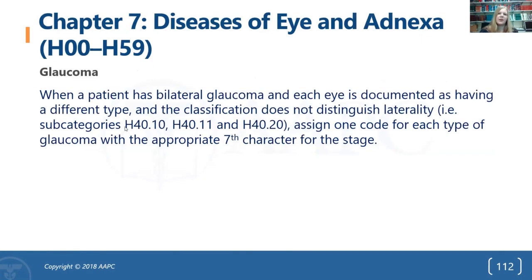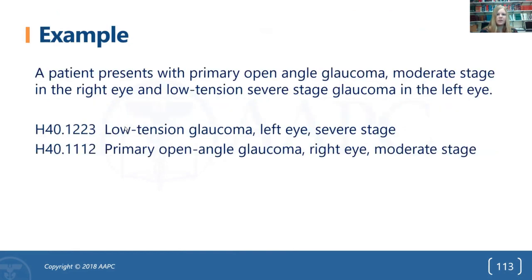If a patient has bilateral glaucoma with different types and laterality is not an option in the code choice, you would assign 1 code for each type of glaucoma with the appropriate 7th character for the stage. So for example, patient presents with primary open-angle glaucoma, moderate stage in the right, low tension severe stage in the left. And you can see the codes there.